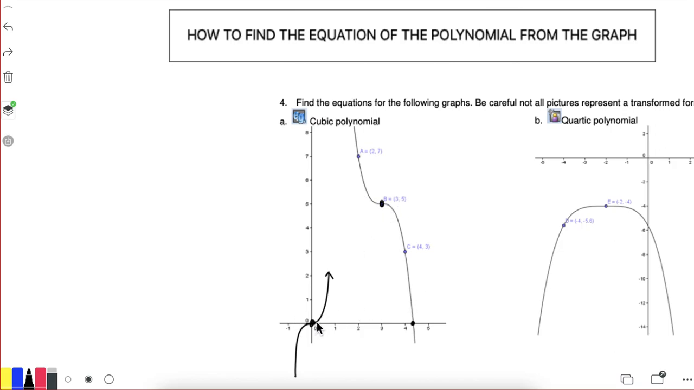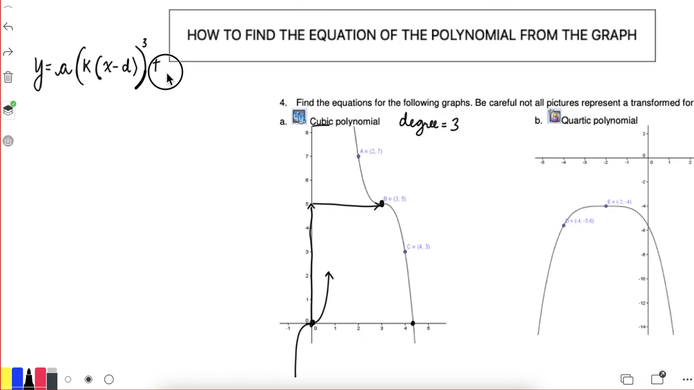It looks like this point here has just moved up over there. We've moved 5 units up and then 3 units to the right, so we know the direction. That's why for this function, using the transformation is going to be easier. The transformation looks something like this: y equals a times (k times (x minus d)) to the whole power, because for the cubic function the degree is 3, so the exponent is 3, then plus c. This is how the cubic polynomial function looks in transformation form.